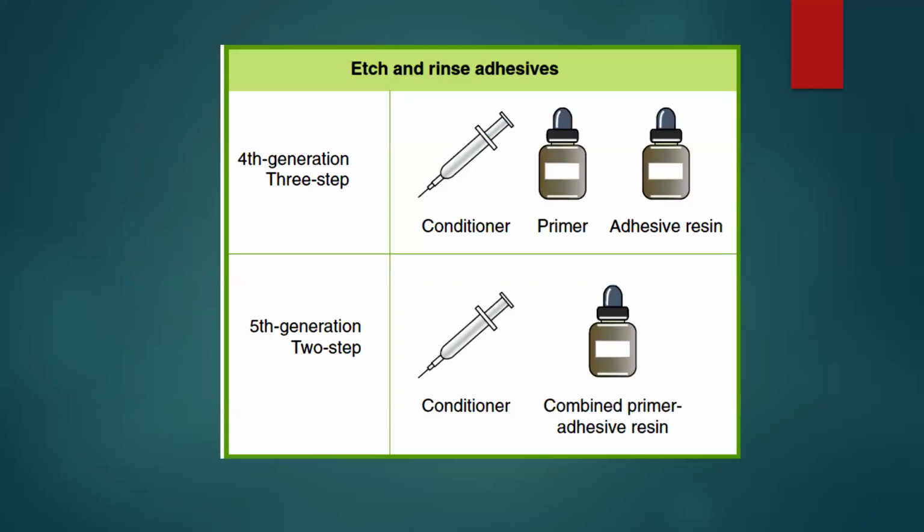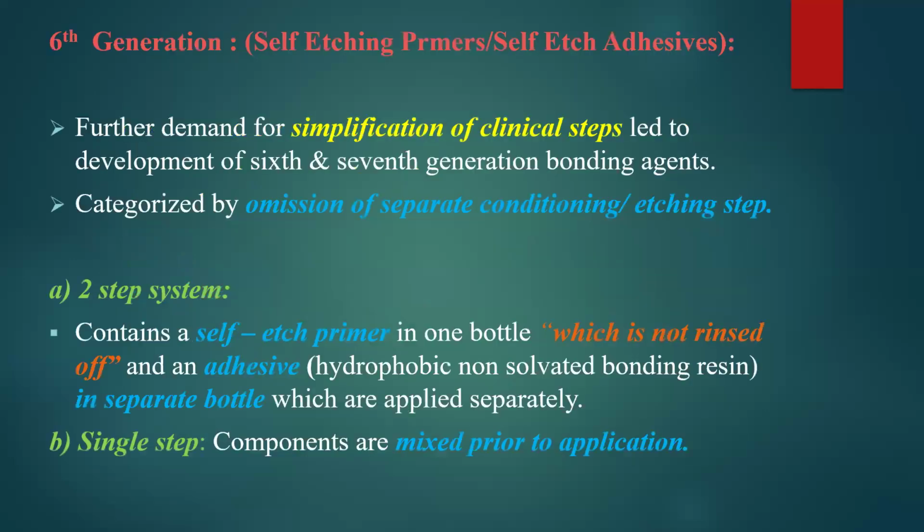This is the pictorial representation. Here we can see the fourth generation, including a three-step system which contained conditioner, primer and adhesive, and the fifth generation, which included a two-step system with a conditioner and a combined primer and adhesive.